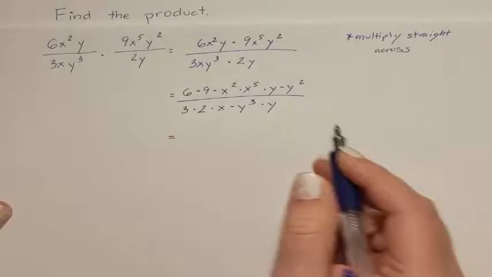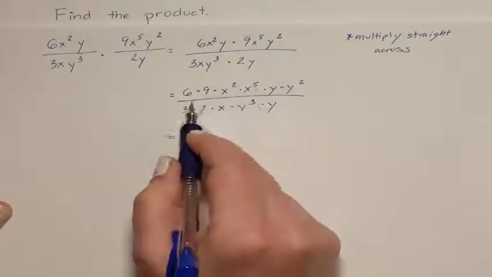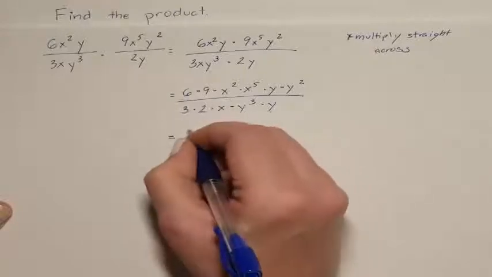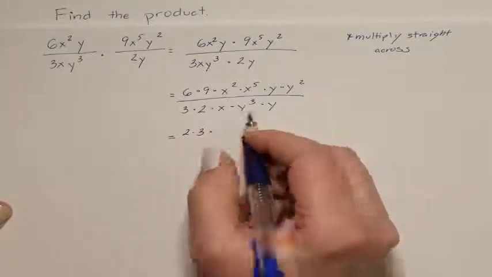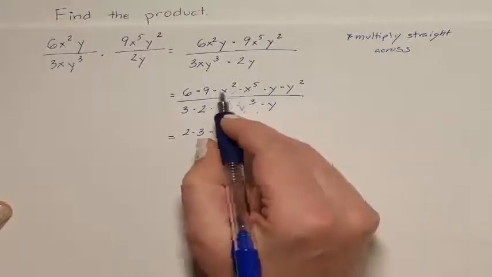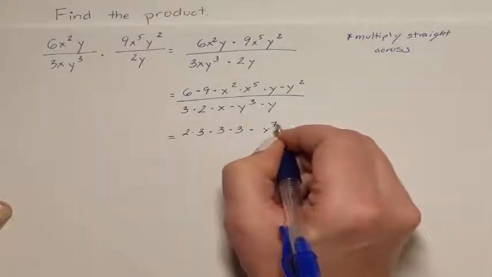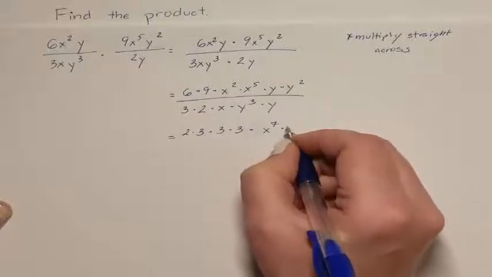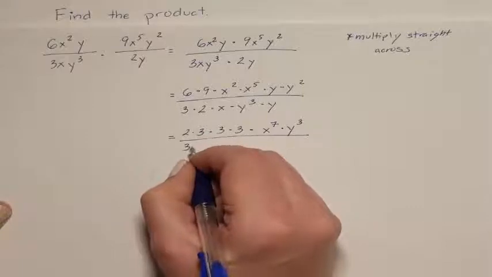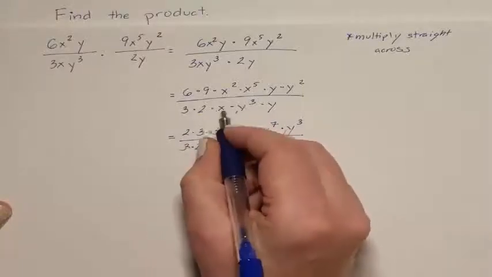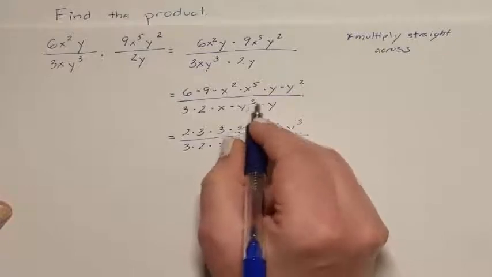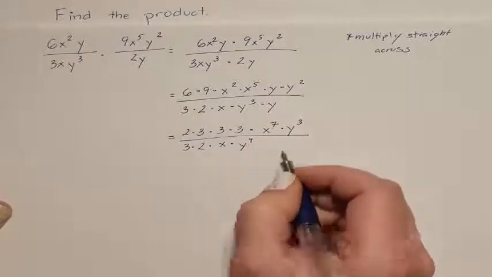Now, I know I'm going to need to simplify. I can't really see what to simplify yet because I need to know what they're made of. So 6 is actually 2 times 3. 9 is 3 times 3. These x's tell me that there are actually 7 of them there. These y's tell me there's actually 3 of them there. 3 is already prime. 2 is already prime. No other x's to combine with. If there's 3 y's here and 1 more y here, I actually had 4 y's.